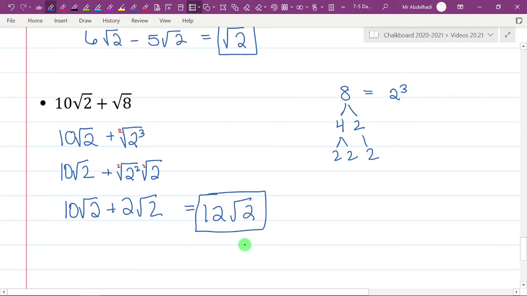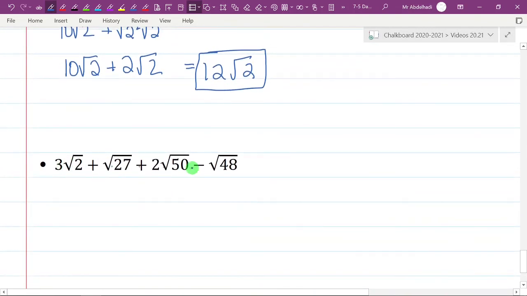Okay, all right, last one. Let's add and subtract these radicals here. Now, at first glance, none of them match. That's a 2, that's a 27, that's a 50, that's a 48. But we can break them all down or simplify them all. 3 radical 2 is not going to simplify for the same reason that 10 radical 2 didn't simplify. 2 is a prime number.